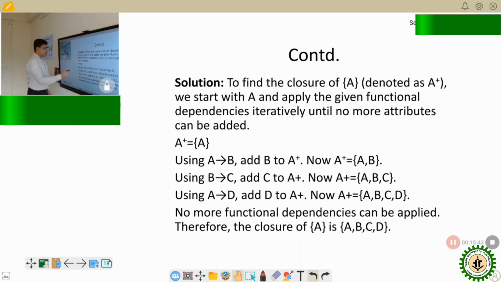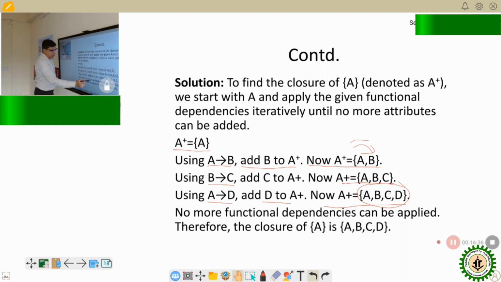So this is the solution to find the closure of A. Using A arrow B, we can add B to A. Therefore A plus contains A and B, because A determines B. Again, using B arrow C, C is also included in the closure of A. Again, using A arrow D, D is also included. So A plus is A, B, C, D.